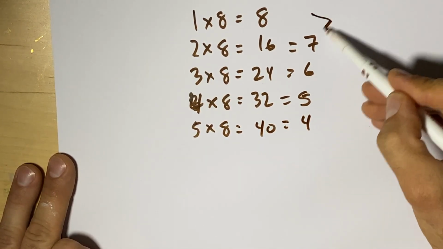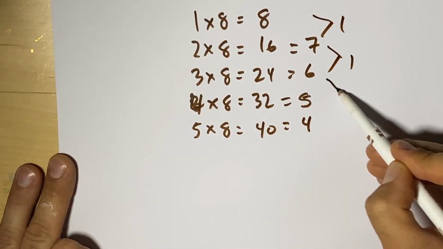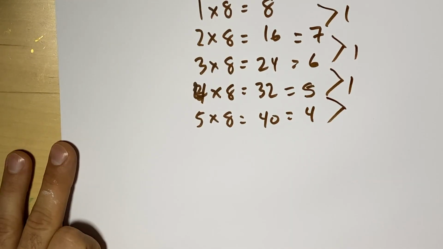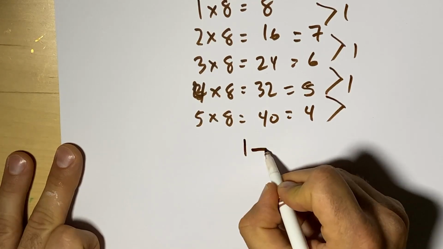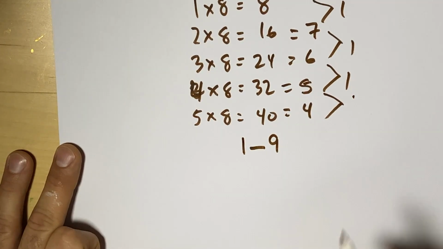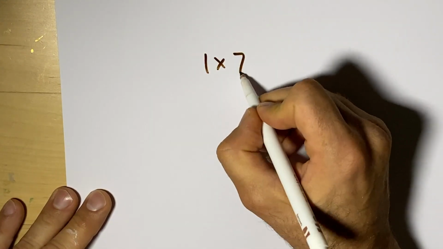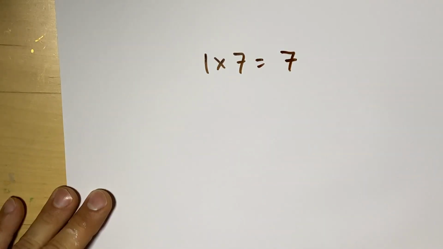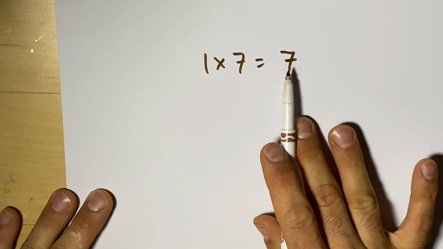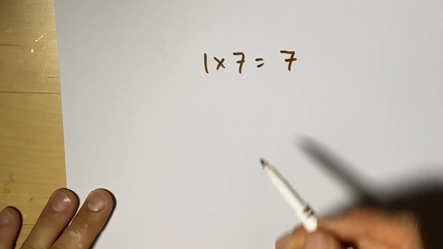So why does it keep going down by 1? Well, because in our system, we're only using 9 digits, 1 through 9. And 8 is 1 digit away from 9. So let's see what happens in the pattern with 7s. 1 times 7 is 7. Now, I can predict that since 7 is 2 away from 9, the next number is going to be 2 away when we reduce it.